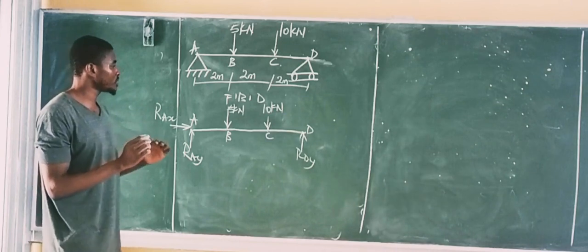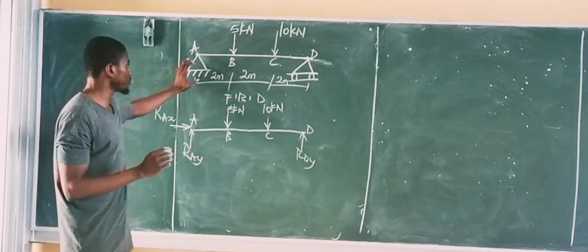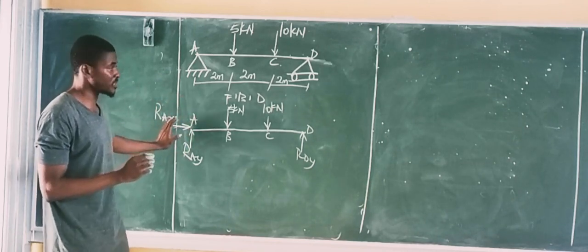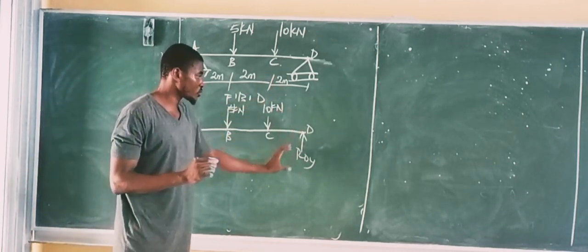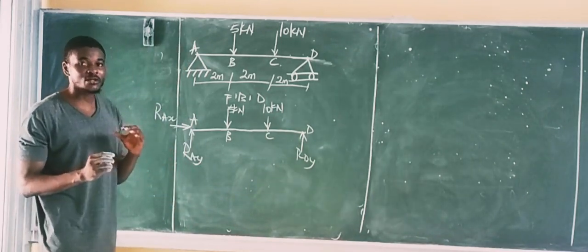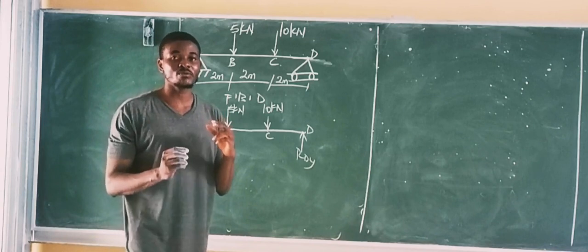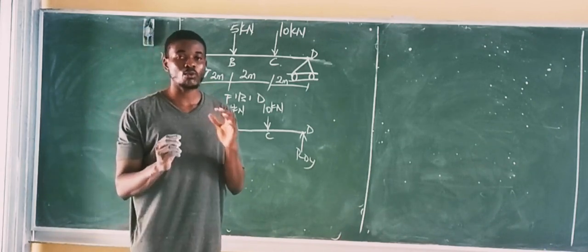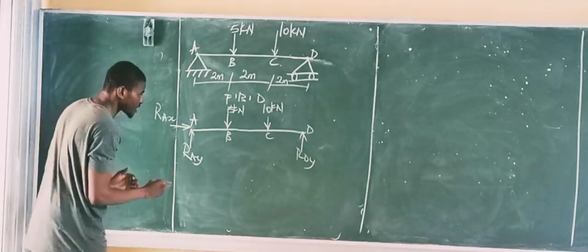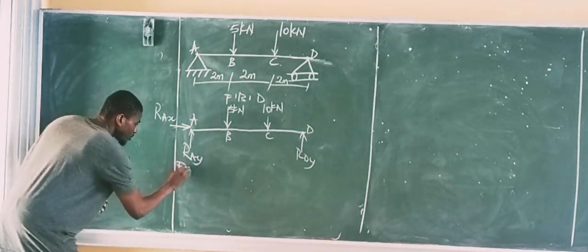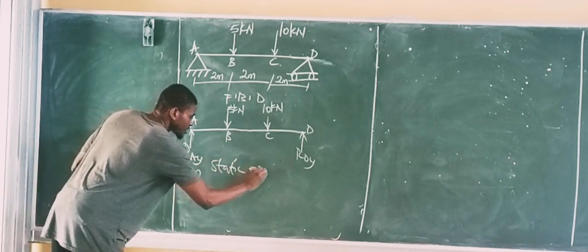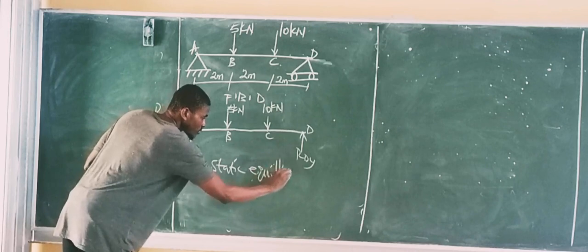Now, this is the free body diagram. You have removed the pin support and you have drawn the forces that act on the pin, while for the roller, it's just one force normal to the surface. The first thing to do after this is to carry out your equilibrium equations. There are actually two methods, but I'm going to use one in this class. The first method is the static equilibrium law.